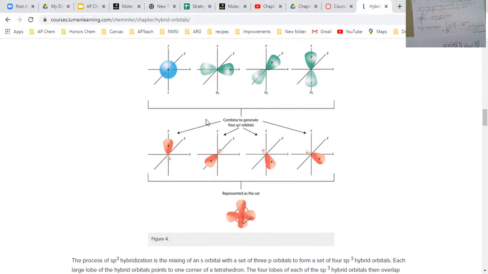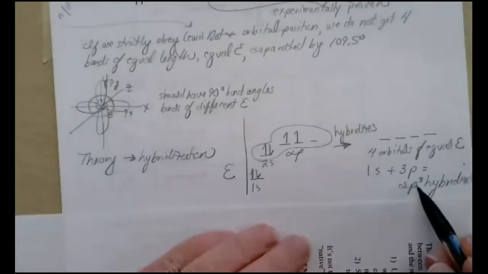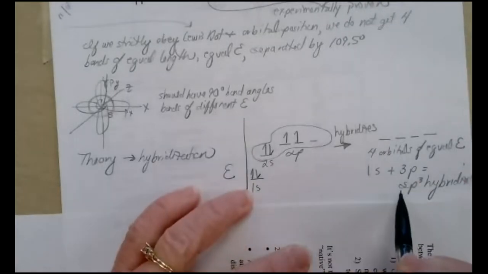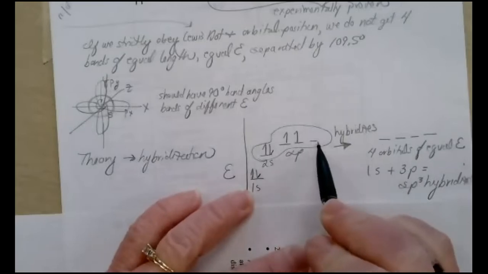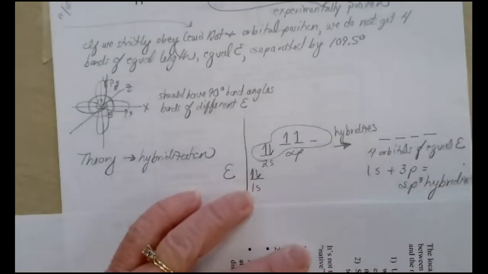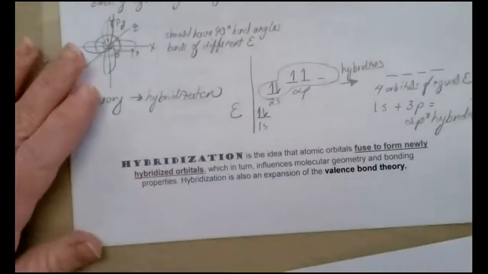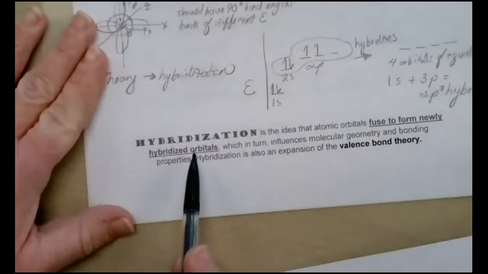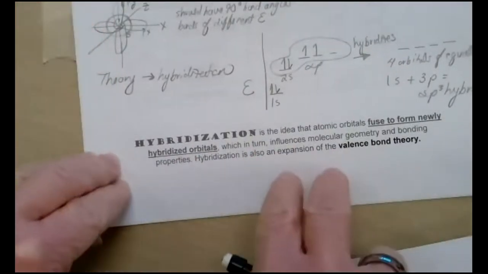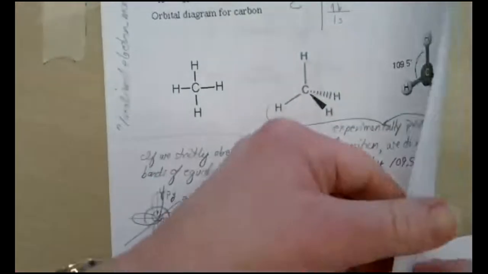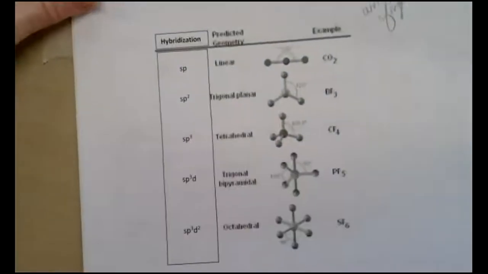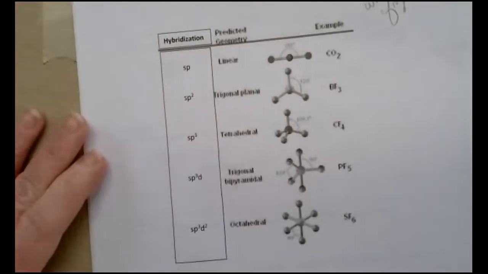Now, because we are blending 1 s and 3 p's, that is called sp3 hybridized. One of these came from the s and then 3 from the p's. Okay, now this is out there stuff, and I definitely know it. So here is kind of a working definition. This, of course, is found in your packet. All right, what we need to be able to do is just connect.